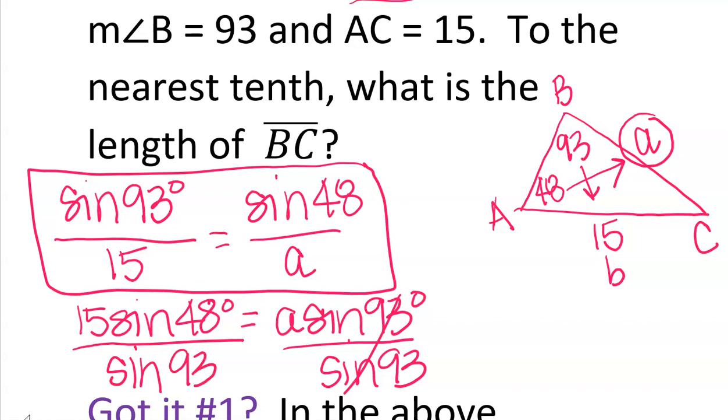Okay, so grab your calculator. Let's see if we can put this in and get the same answer as I do. We're going to take 15 times the sine of 48 and divide it by the sine of 93. Make sure your calculator's in degrees.